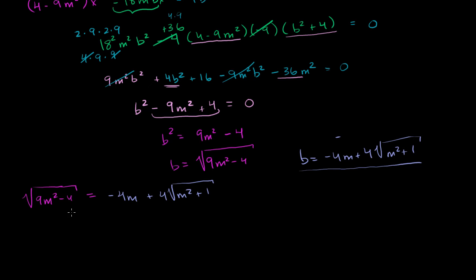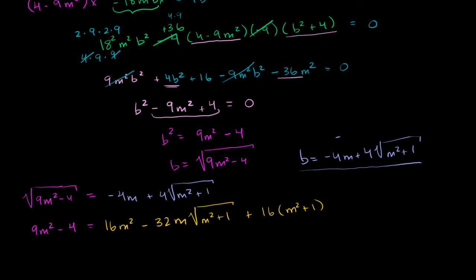So the first thing we can do, let's square both sides of this. We get 9m squared minus 4 is equal to this term over here squared. So this is 16m squared, and then plus 2 times the product of these two terms. So the product is going to be negative 16m, so it's going to be negative 32m times the square root of m squared plus 1. And then plus square this term, 16 times m squared plus 1.